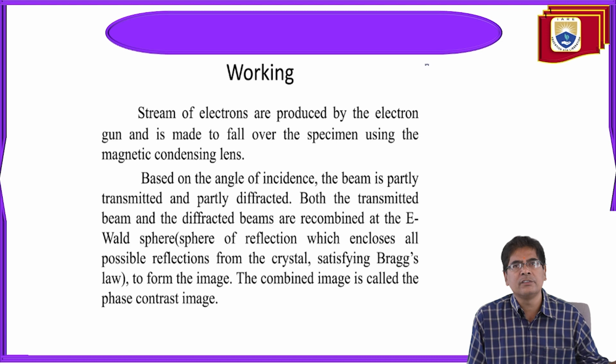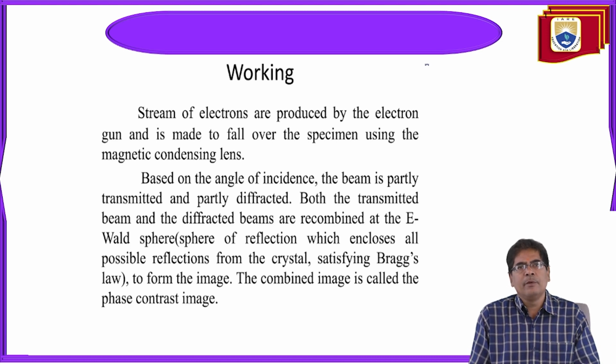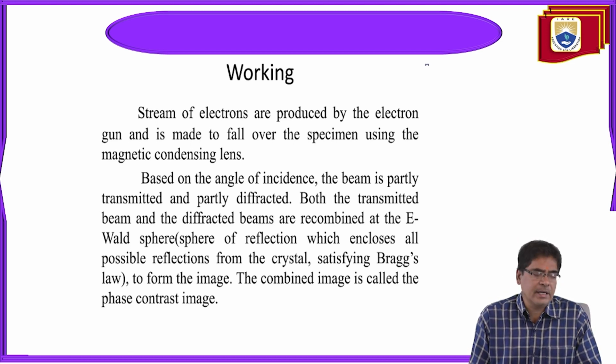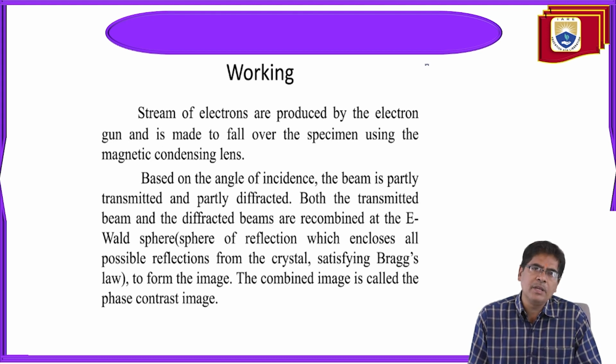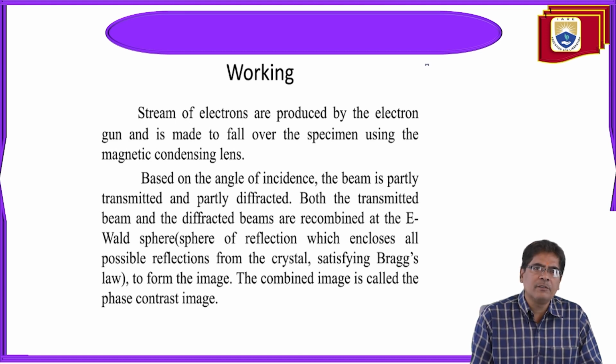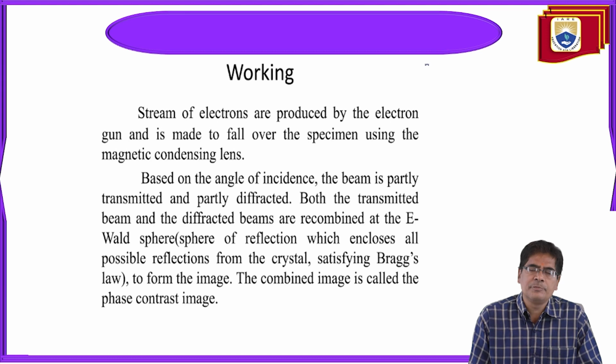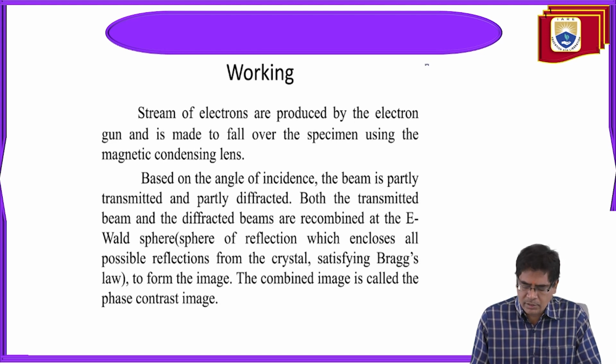The stream of electrons is produced by the electron gun and is made to fall over the specimen using the magnetic condensing lens. Based on the angle of incidence, the beam is partly transmitted and partly diffracted. Both the transmitted beam and the diffracted beam are recombined at the Ewald sphere, that is, the sphere of reflection, which encloses all possible reflections from the crystal satisfying Bragg's law, to form the image. The combined image is called the phase contrast image.